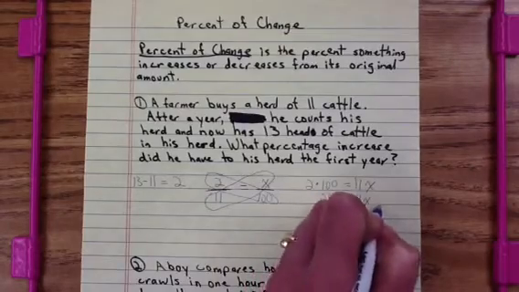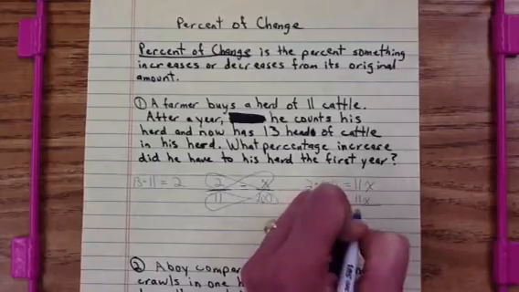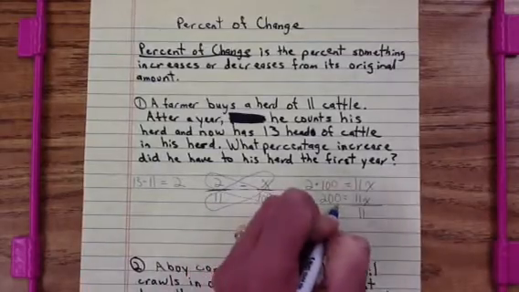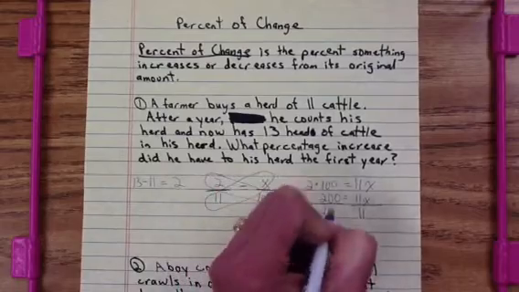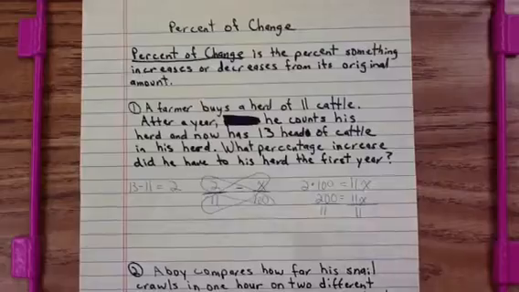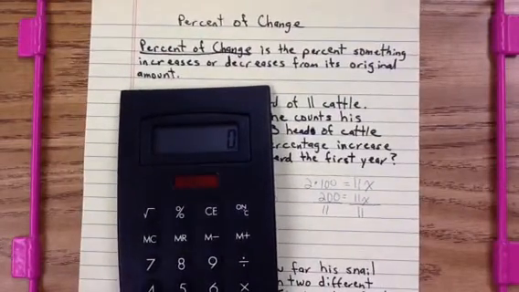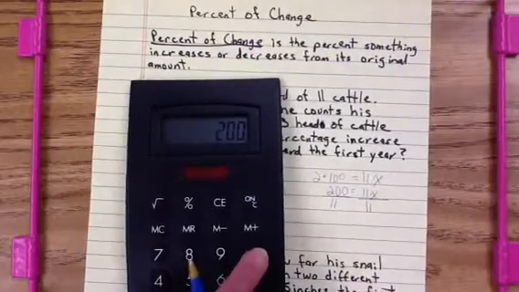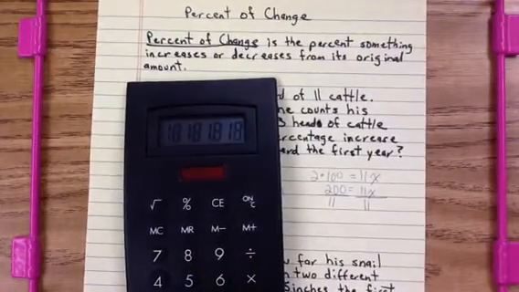And we can get x alone. What's happening is it's being multiplied by 11, so we do the opposite. We divide by 11, and what you do to one side of the equals, you must do to the other side of the equals. So we divide the 200 by 11. And I'm going to use my calculator for that. So let's just plug that in. 200 divided by 11 equals.